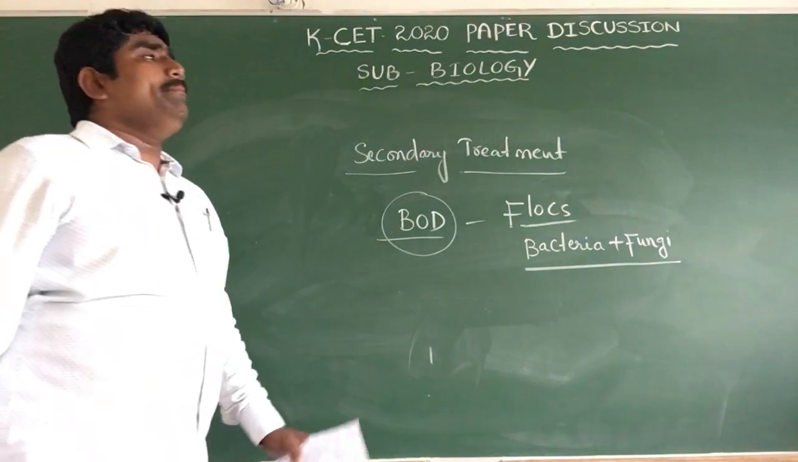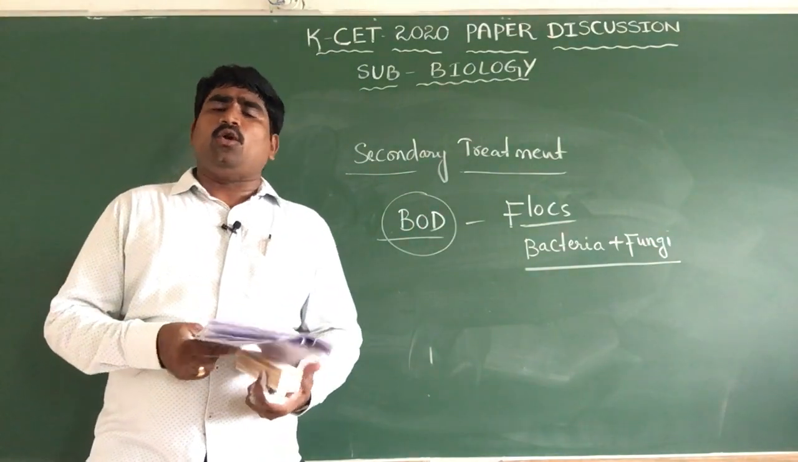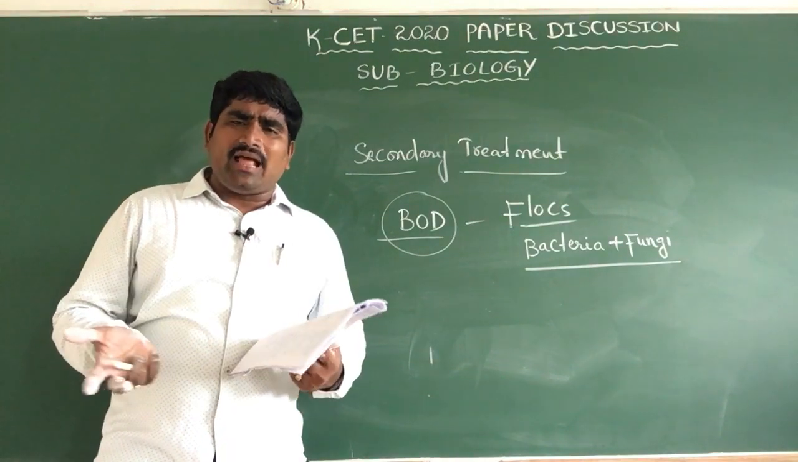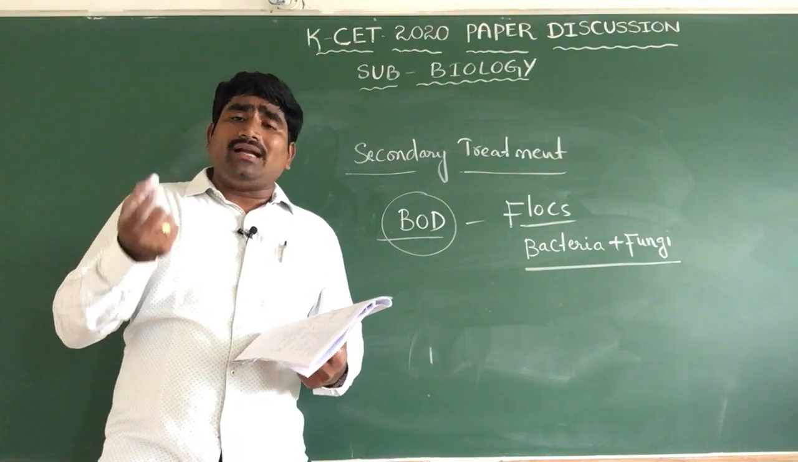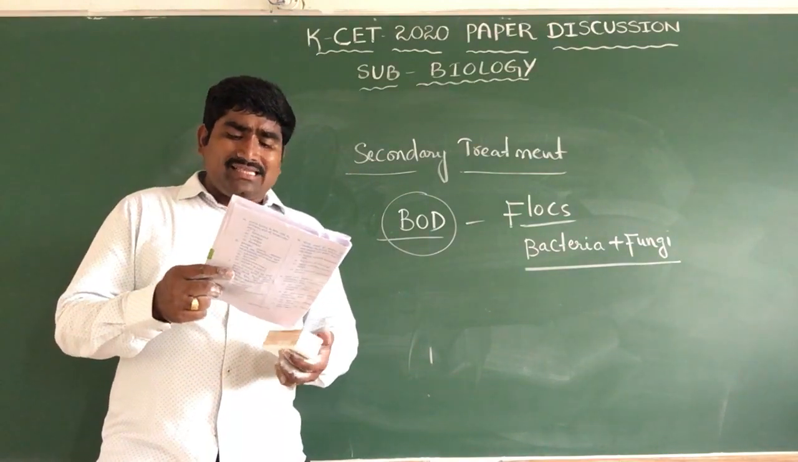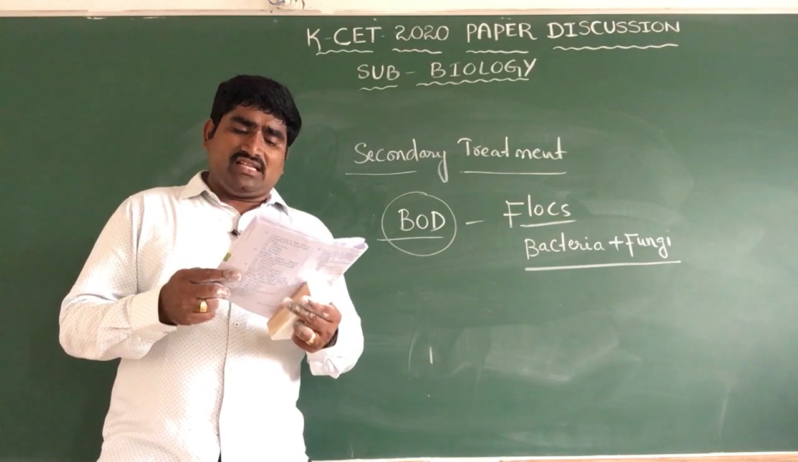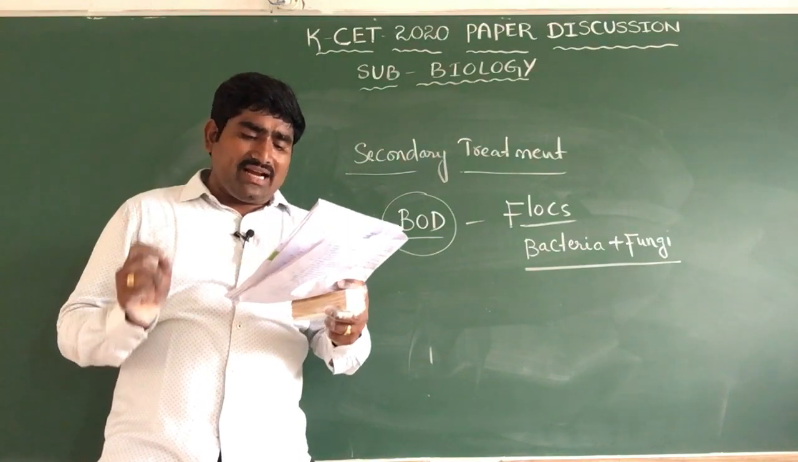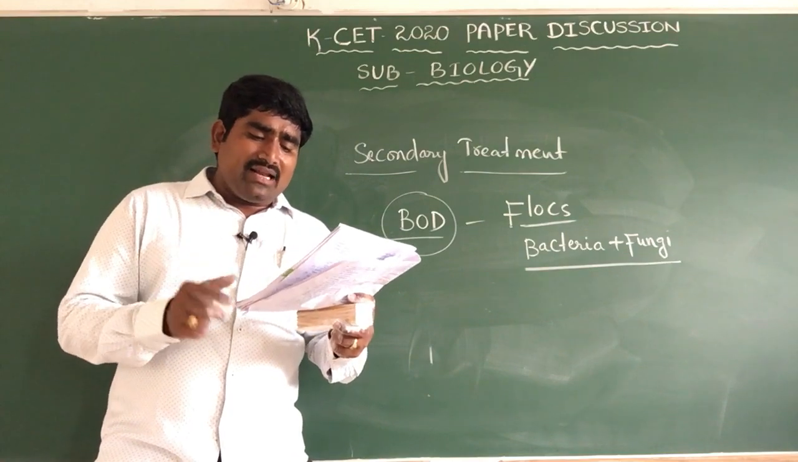BOD is a measure of pollution for any type of water. So as BOD is reduced, the water pollution also will be decreased. So the answer is that it reduces the BOD level of sewage. In sewage treatment, secondary treatment is considered highly significant because it reduces the BOD level of sewage.